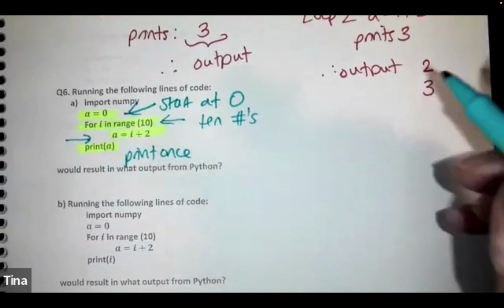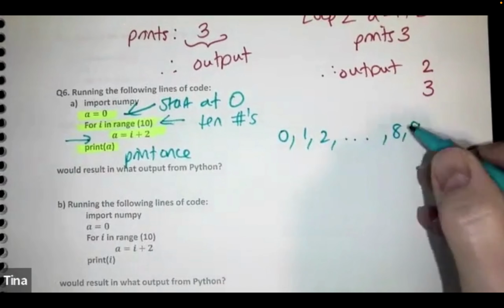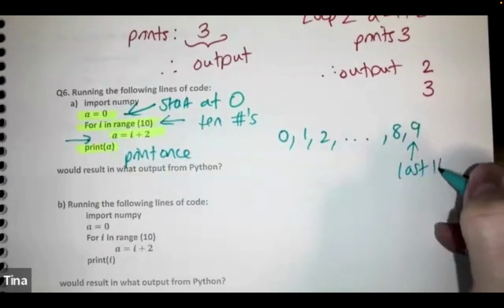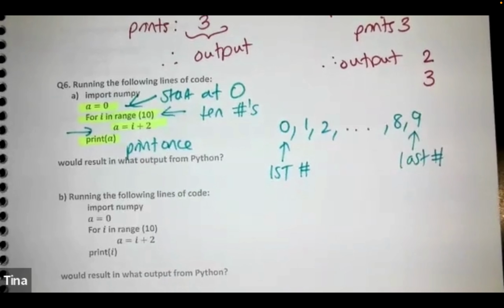Okay, so if we have 10 numbers, then that's our last number, the number 9, right? And that's our first number. And it's only printing once.